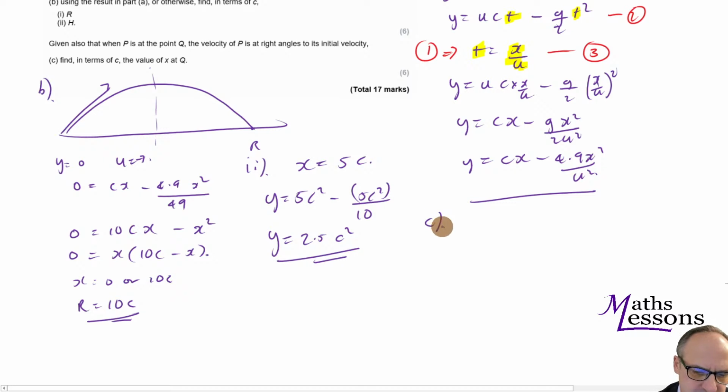Now for part C, what we've got is, given that when P is at the point Q, the velocity of P is at right angles to its initial velocity. So there's its initial velocity, and we know point Q, somewhere over here, is going to be at right angles to that. Now we know the initial velocity was equal to U for the x displacement and UC for the y displacement. So if the gradient, or the slope, of that line is going to be UC over C, then this one must be minus C over UC.